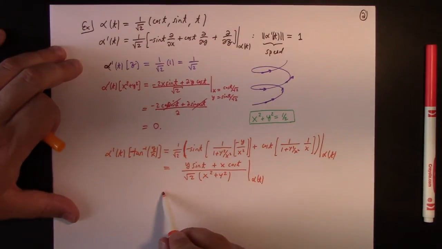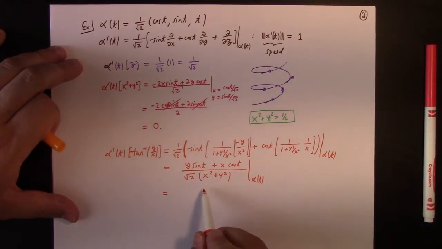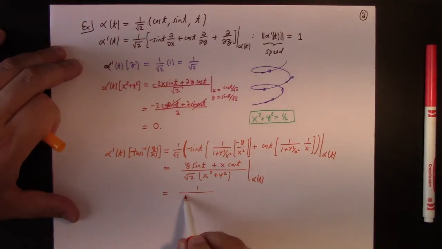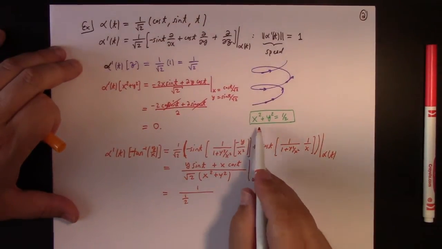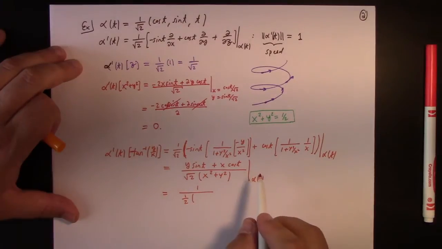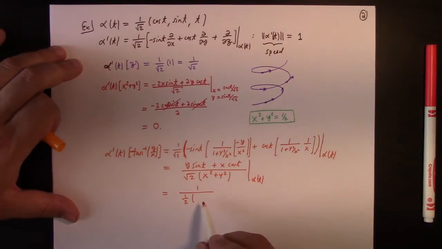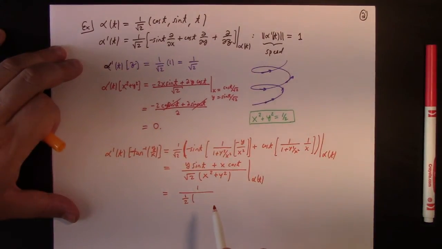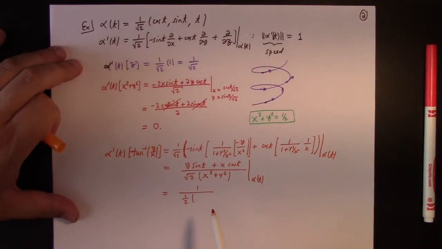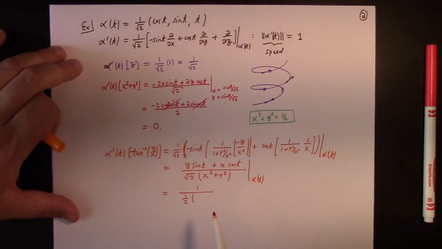So what do I get? Well, I get 1 over 1/2, and as I mentioned, x squared plus y squared is a half, so I feel like I have done something incorrect. Shnikes, where did I go wrong?